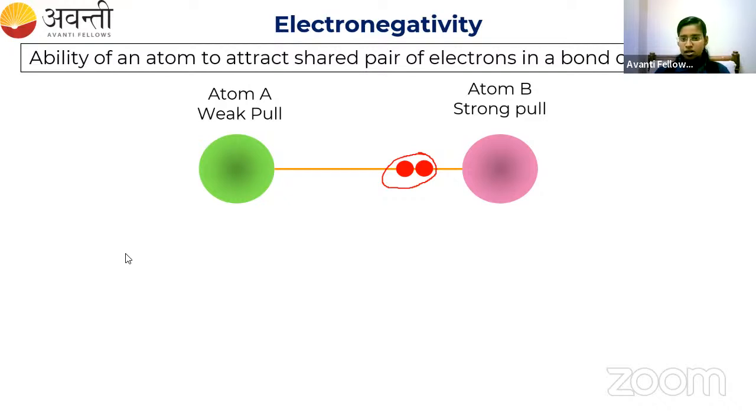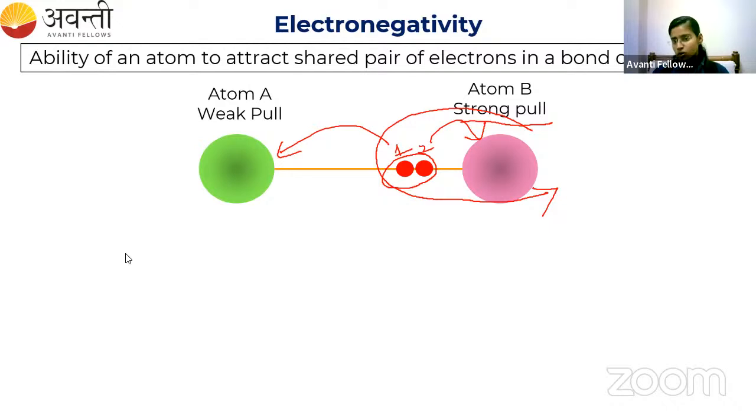Okay. So here atom B is having the strong pull because this first electron belongs to atom A and the second electron belongs to atom B. But atom B, what it is doing? It is pulling the electron of A also towards itself. Okay. So atom B is called as a more electronegative atom. The tendency of an atom to attract the shared pair of electrons towards itself is called as electronegativity.